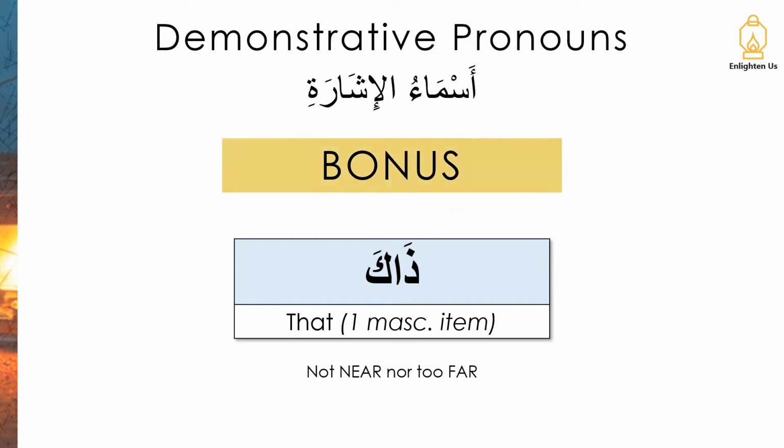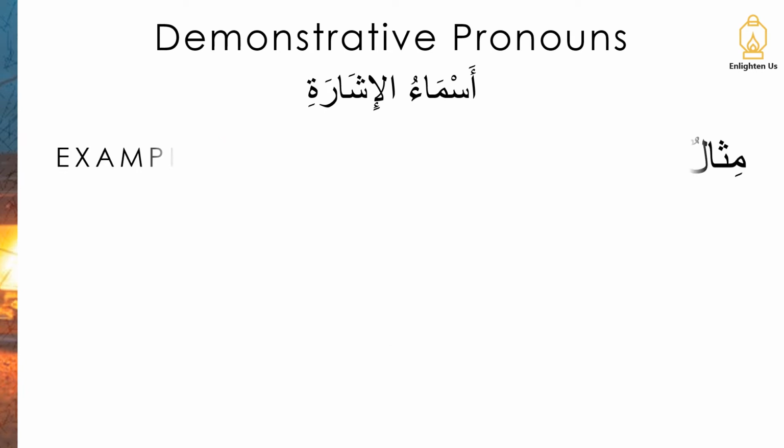Before we move on and look at our examples, I do have a bonus pointer for you, and that's dhaka. Dhaka is used for one item that is masculine, and it's a sort of item that's not too far away, but not particularly near either, so middle of the way. Well, let's have a look at some examples.